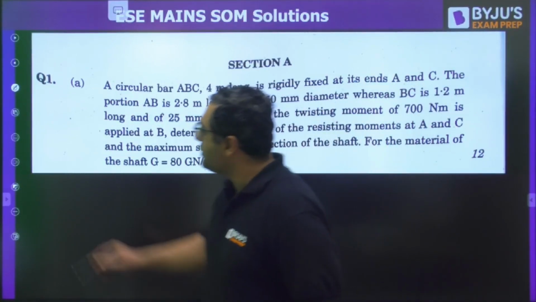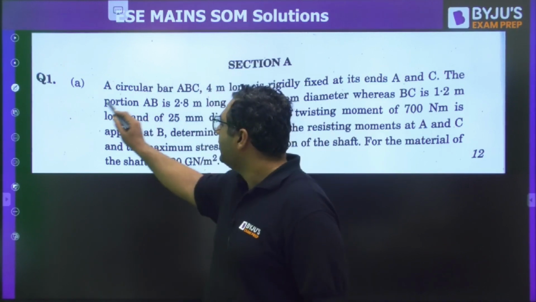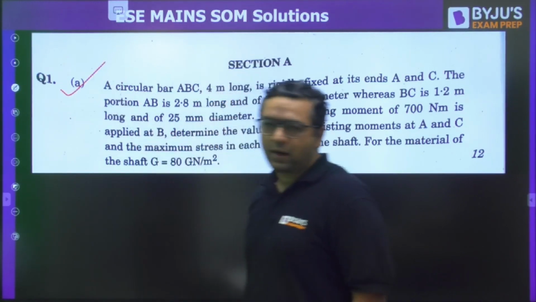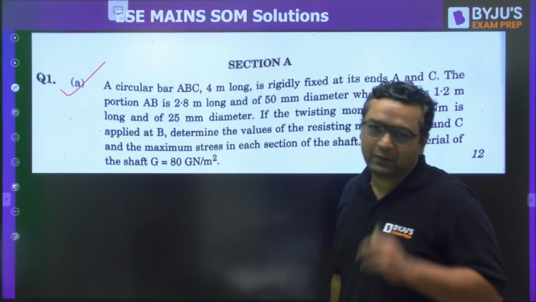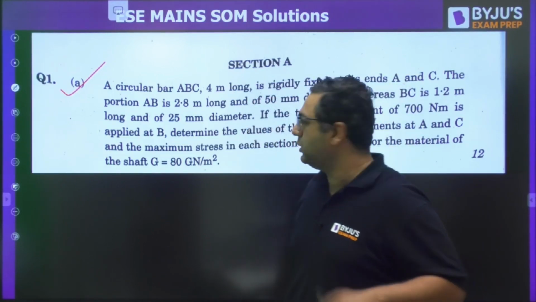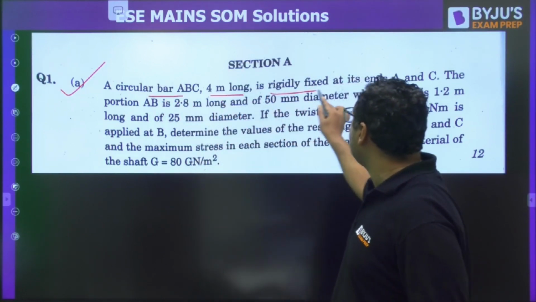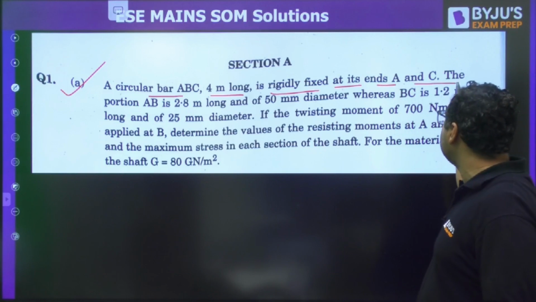So this is the very first question, and this question is basically from torsion. If you see, this was the first A part. You know, this is the compulsory question. Question number 1 in part A, question number 5 in part B are compulsory questions. So it is a circular bar ABC, 4 meter long, rigidly fixed at its ends A and C.